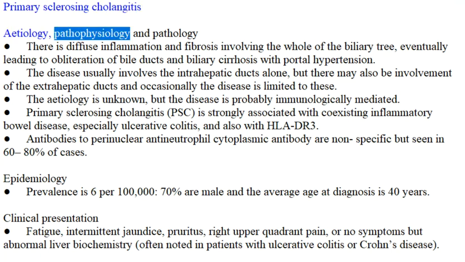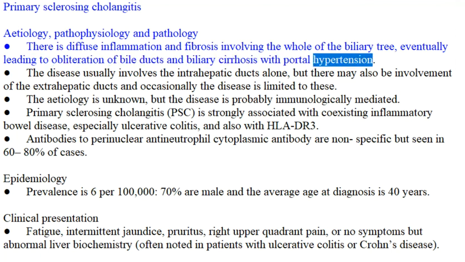Etiology, pathophysiology, and pathology. There is diffuse inflammation and fibrosis involving the whole of the biliary tree, eventually leading to obliteration of bile ducts and biliary cirrhosis with portal hypertension. The disease usually involves the intrahepatic ducts alone, but there may also be involvement of the extrahepatic ducts, and occasionally the disease is limited to these. The etiology is unknown, but the disease is probably immunologically mediated.